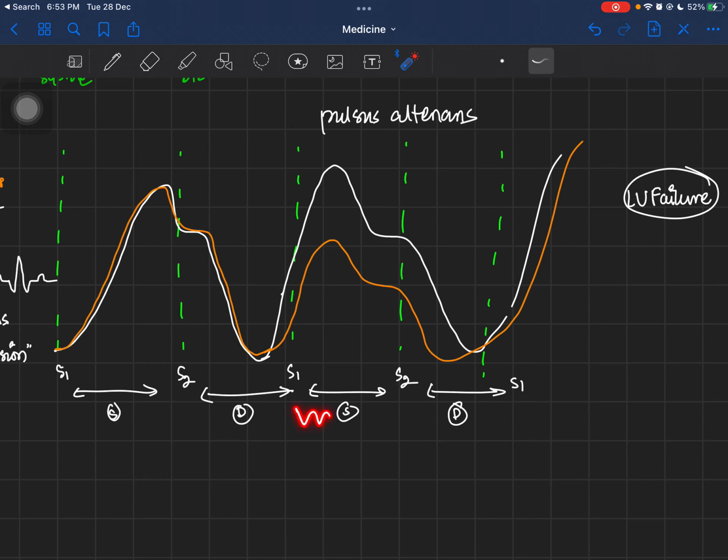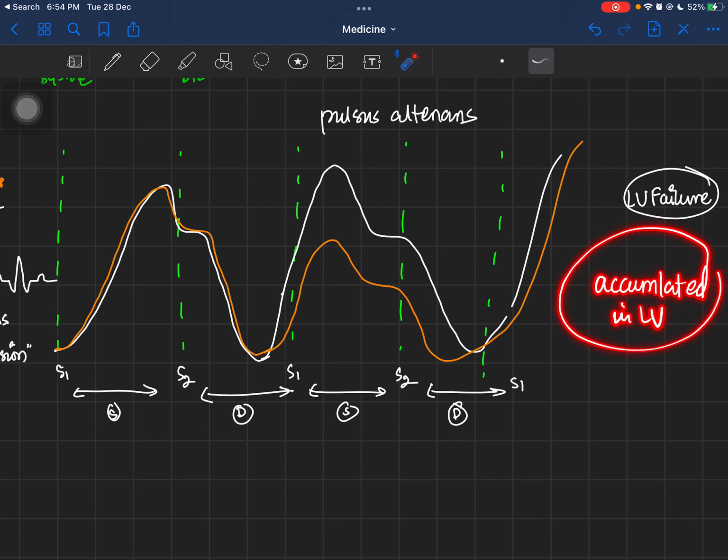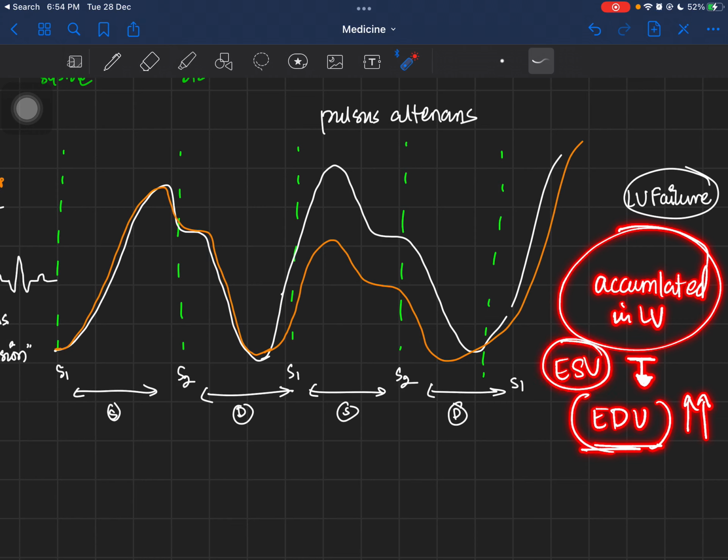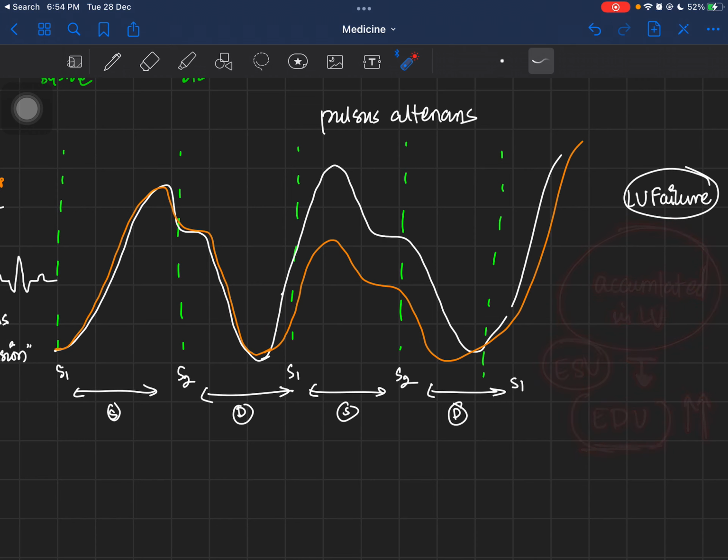So what does that mean? That means all of the blood during this systole that could not come out of the left ventricle remained accumulated in the left ventricle itself. So what will happen to this blood? This blood which has remained accumulated in the left ventricle, in medical terms, is known as end systolic volume. End systolic volume is increasing.